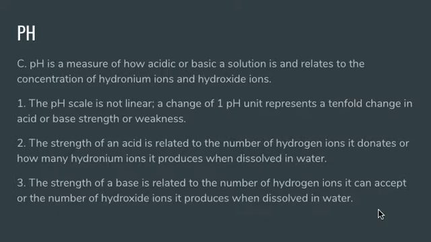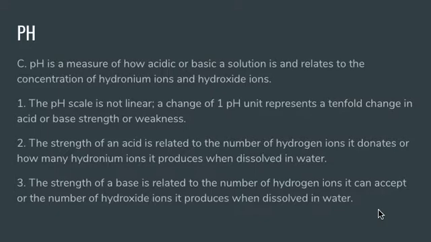A change of 1 pH unit represents a tenfold change in the acidity of the solution. For example, if a solution has a pH of 1 and a second solution has a pH of 2, the first solution is not twice as acidic as the second solution, it's 10 times more acidic. To determine the difference in pH strength, use the following calculation: 10 to the nth power, where n is the difference between pHs. For example, pH of 3 and pH of 1 is 100 times more acidic.